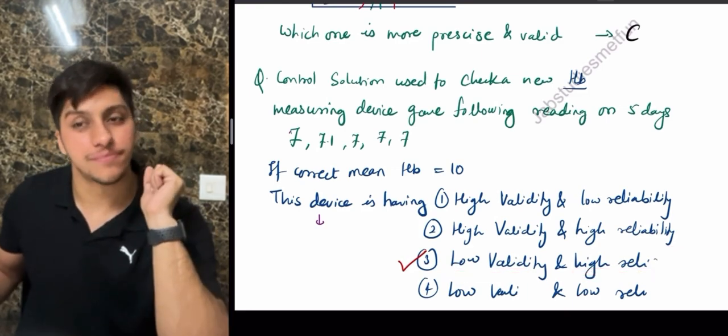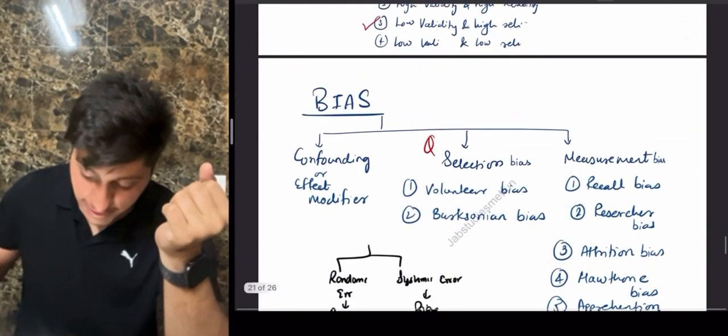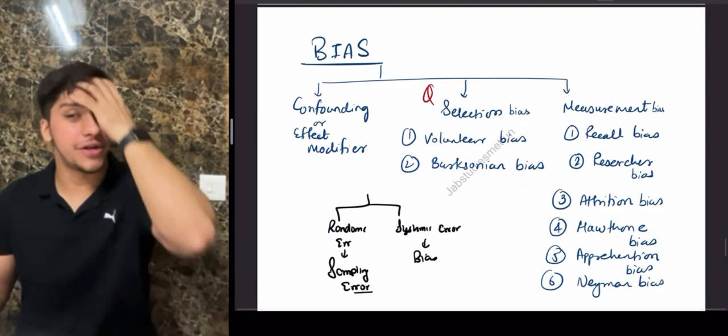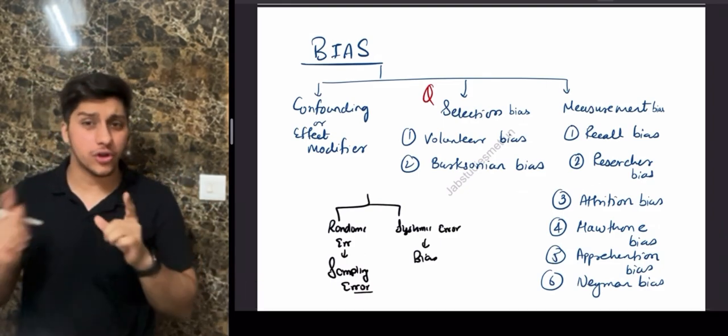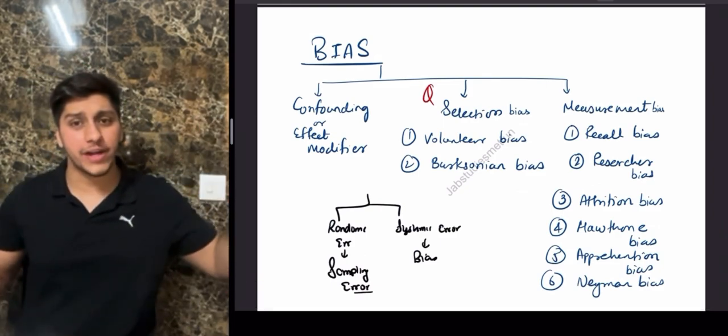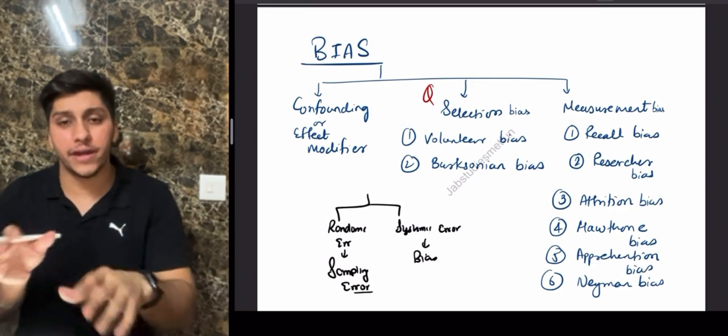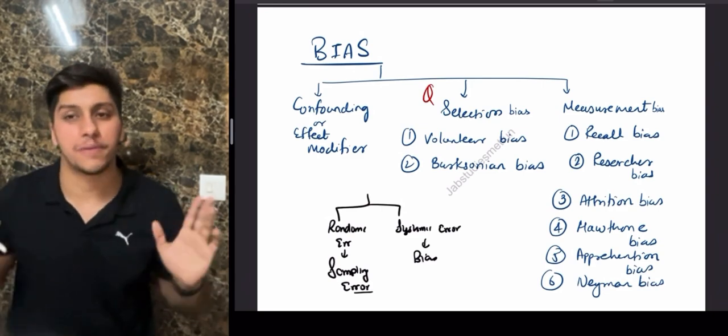I hope you understood. Next, let's talk about bias. We have already talked about confounders. Again, what was a confounder? The common best friend related to both the exposure and the outcome, and it does not lie in the causal pathway.